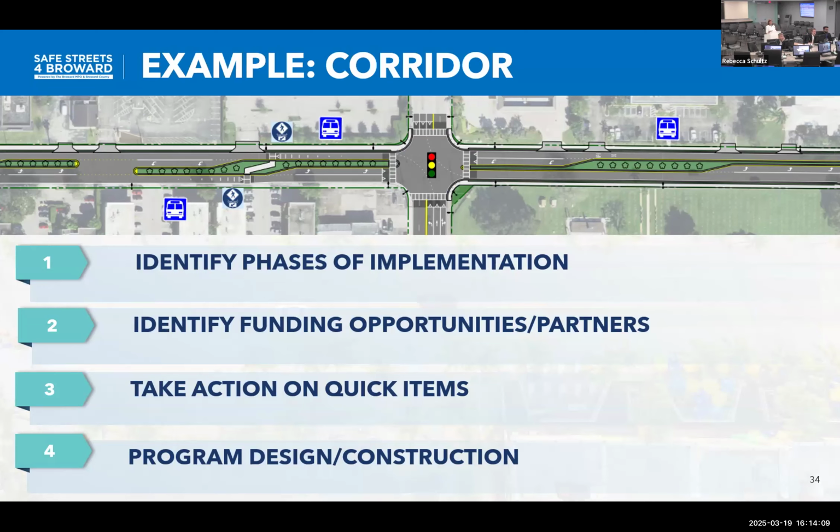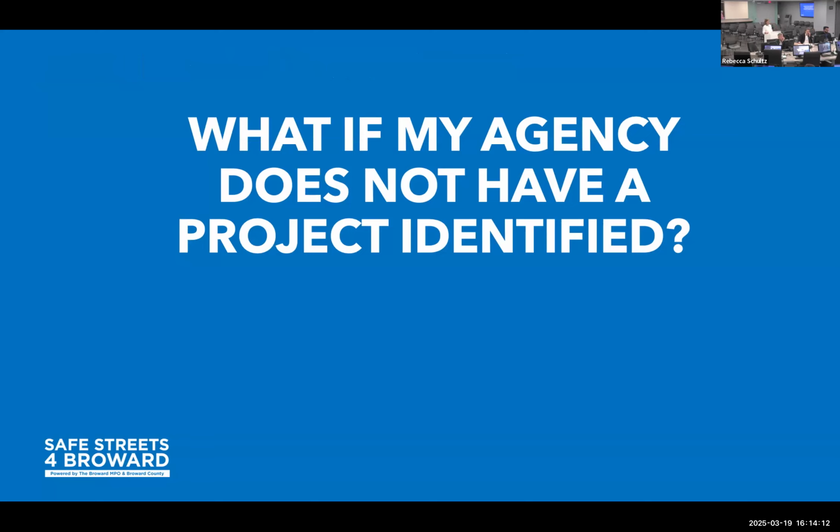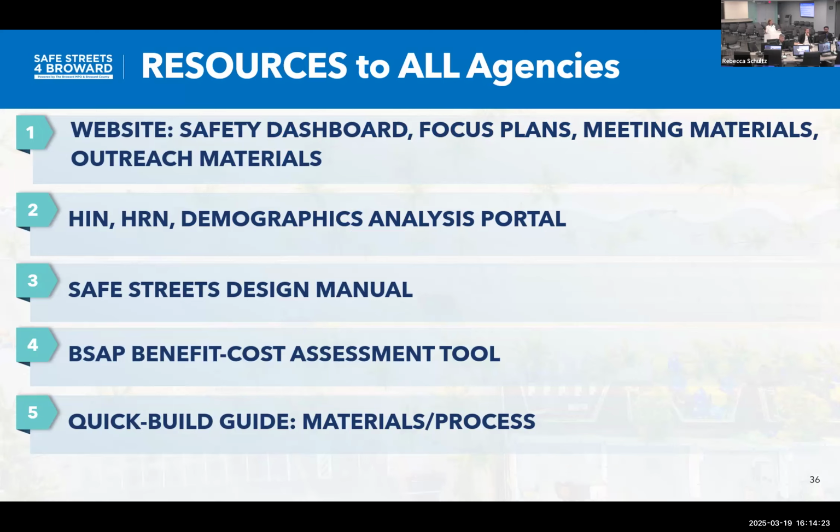Yeah. Excellent. All right. So what if my agency does not have a project identified? So I see Tamarack here. I think you don't have one. You have a piece of 31st. So you're in the mix, but kind of identifying what resources we have to support you if you don't have a project. So as you know, we have the safety dashboard, all the focus plans, our resource. We have all our meeting materials on our website right now that have the presentations and all the good data. All our outreach materials, as Fazal mentioned, we're packaging all those tiles and social media. We have the HRN demographics analysis portal they're going to be creating or sharing. We'll have the Safe Streets Design Manual.